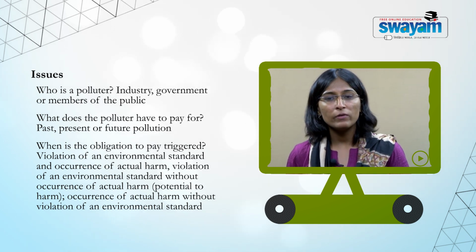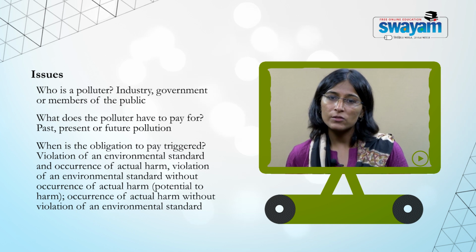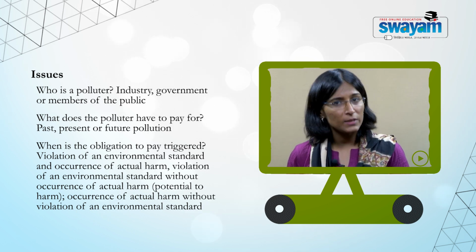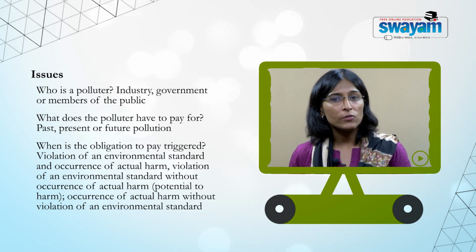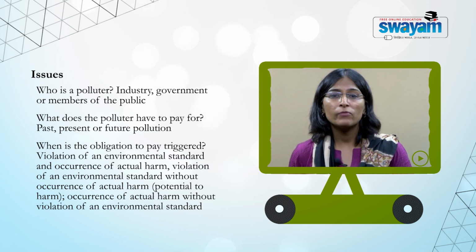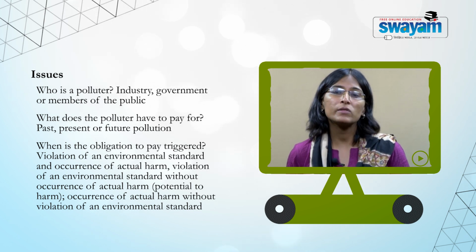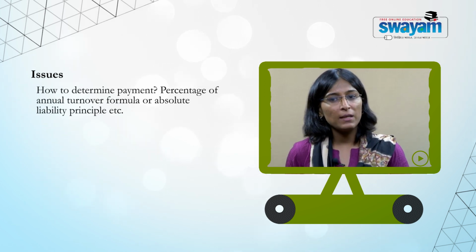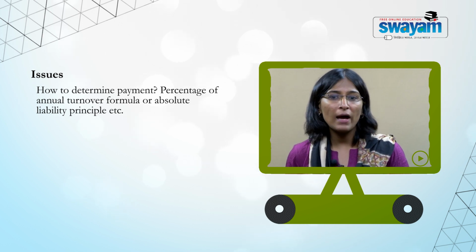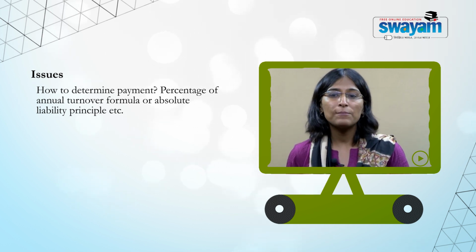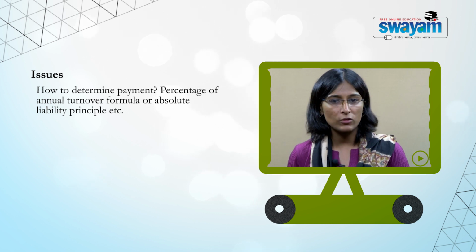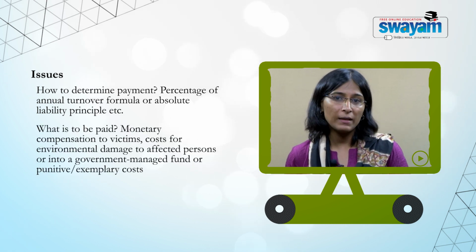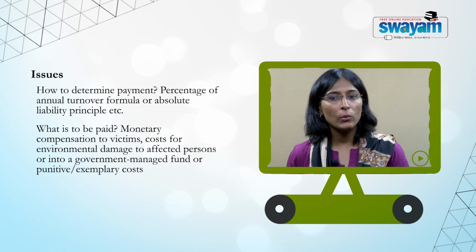Where there is violation of an environmental standard without occurrence of actual harm, what is known as the potential to harm. The occurrence of actual harm without violation of an environmental standard could also result in the invocation of the polluter pays principle. The next important question is how to determine payment. Should it be a percentage of annual turnover formula or absolute liability principles, etc.